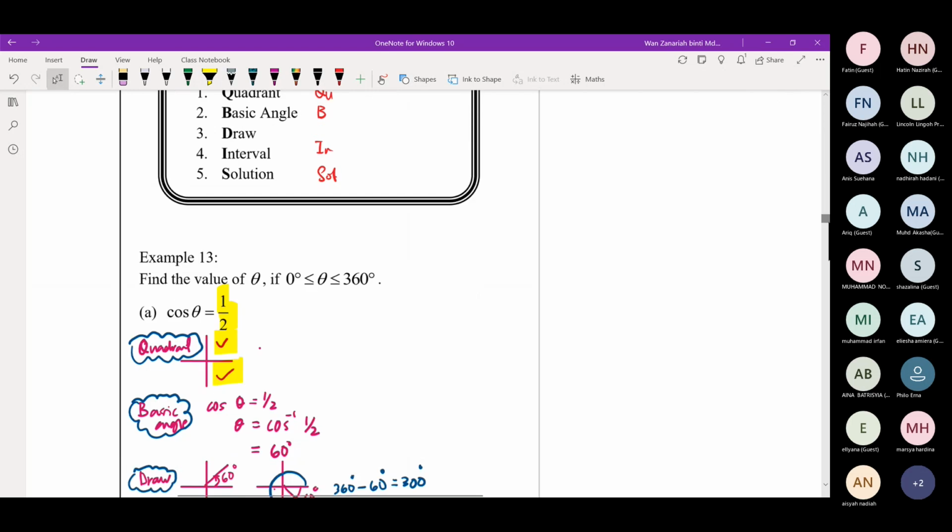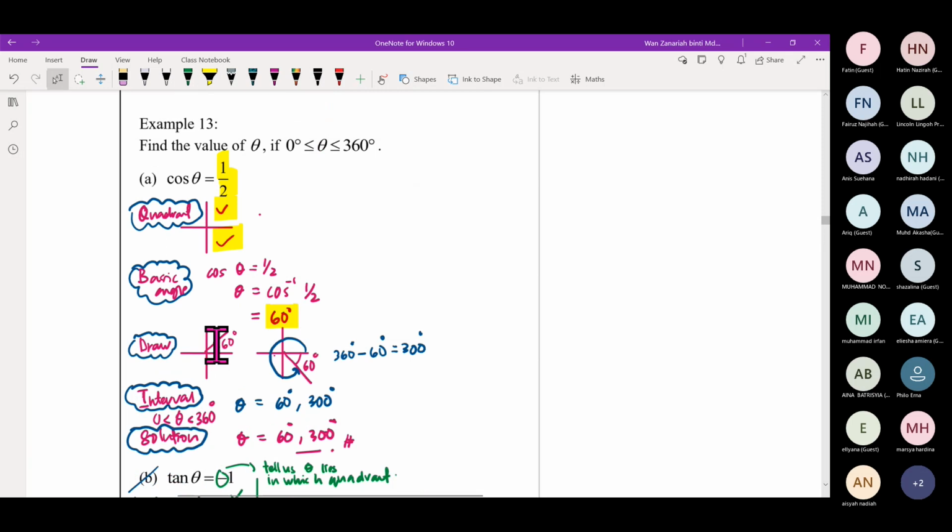So find the basic angle. If cos theta is equal to 1/2, shift cos, pergi belah kanan, shift cos. So press the calculator, shift cos 1/2, what will you get? 60. Okay, next step. Dia ada draw. Since you have 2 quadrants, I have 2 draws. Cikgu ada 2 lukisan kat situ.